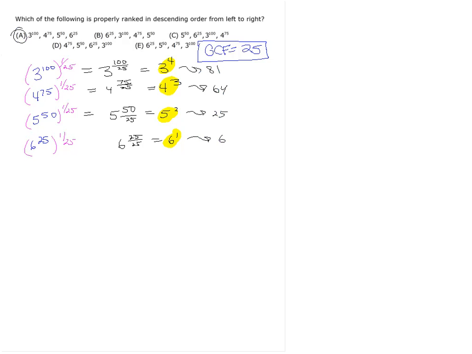So the strategy here, guys: when you have a bunch of ugly exponents and someone asks you to order them, ascending or descending, it doesn't matter, you can raise them all to 1 over the GCF. And what you're going to see is they're all going to show their true colors to you, and you will be able to simplify them.